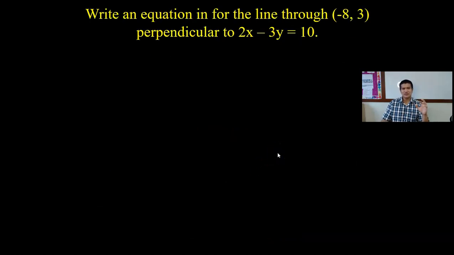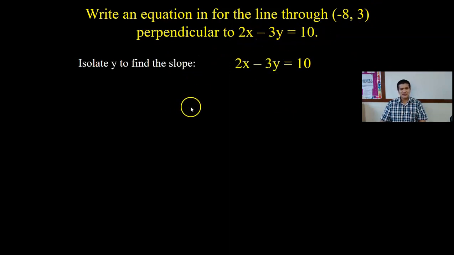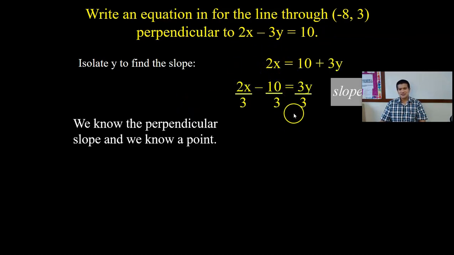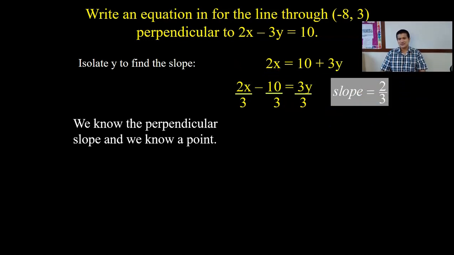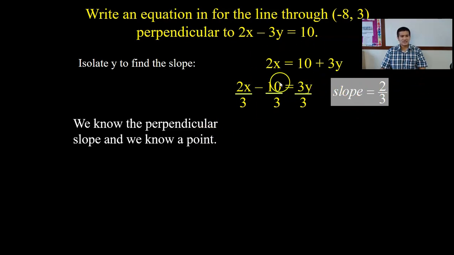So this one: write an equation for the line through (negative 8, 3) perpendicular to 2x minus 3y equals 10. First thing you will do is find the slope. The slope here is equal to 2 over 3. So we find that the slope is 2 over 3 using the equation y equals mx plus b. Always remember that one.